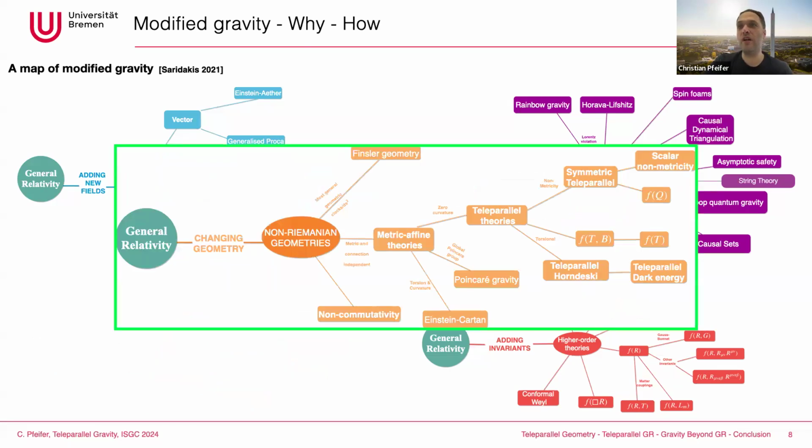In this talk, I want to look at teleparallel gravity, which is a reformulation of general relativity and can then be used to extend general relativity by changing the geometric description of space-time. We go from what we know as pseudo-Riemannian space-time geometry, so space-time geometry described in terms of a metric, which then describes the gravitational interaction, to describing the space-time geometry in terms of torsion. That means we focus on this part of the map of modified gravity theories, that we look at metric-affine gravity theories, and the subset of that are teleparallel theories of gravity.